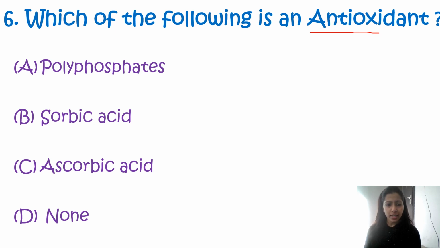So polyphosphates and sorbic acids, these are both food additives. But only sorbic acid is an antimicrobial agent that is used as a preservative in food and drinks to prevent the growth of molds, yeasts and fungi. So my correct option will be option number B, that is ascorbic acid. Since polyphosphates and sorbic acids both are food additives which are used for the preservation of the food, whereas ascorbic acid is used as an antioxidant. So my option is option number C.